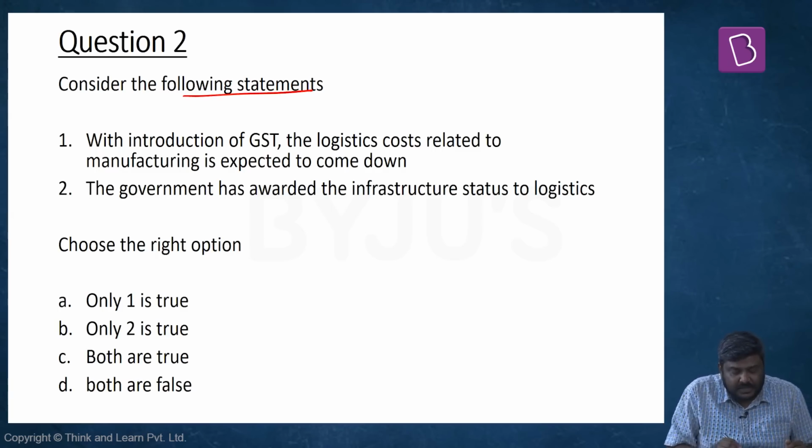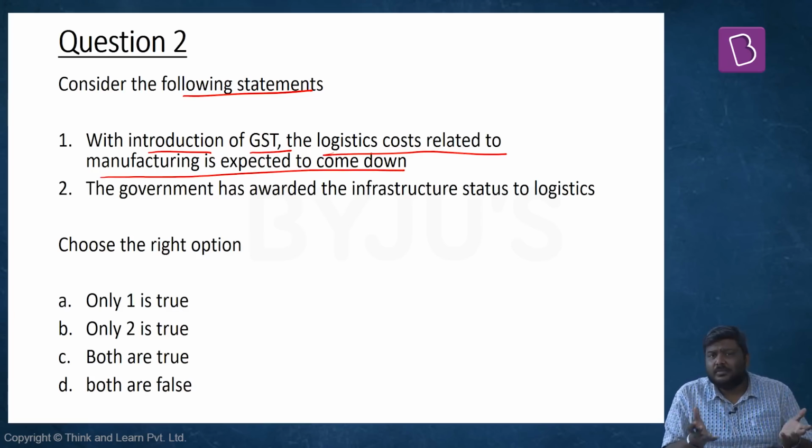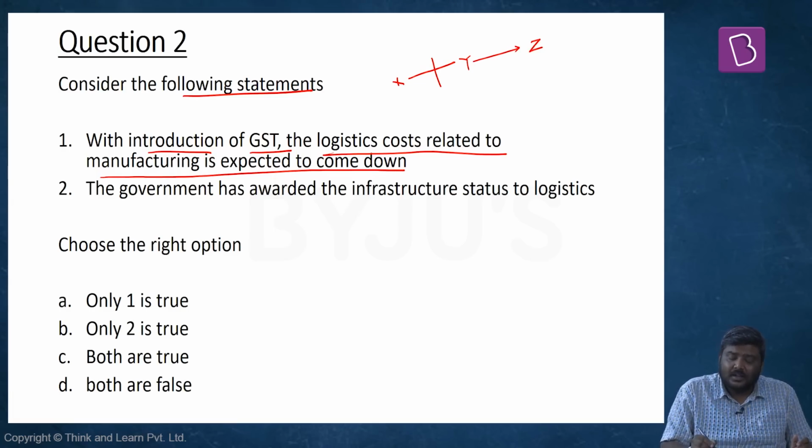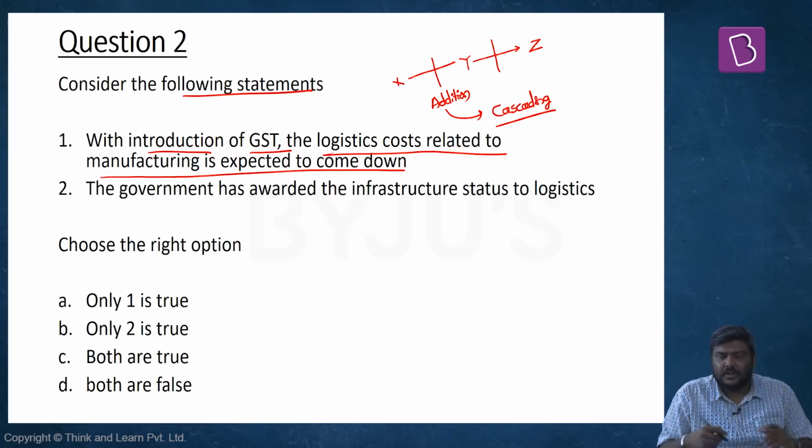Question number 2, consider the following statements. With introduction of GST, the logistics cost related to manufacturing is expected to come down. Yes. Now, what is the connection between GST and the logistics cost? Earlier, if a good was manufactured in state X and transferred across the border to, let's say, state Y, then further value addition happened and it was transferred to another state Z, whenever they would transfer across state borders, additional taxes would be levied, which would lead to a cascading effect. Now with the introduction of GST, this kind of taxation at the borders has been wiped off. Many of the states have even dismantled the checkposts at their borders, and the cascading effect has been eliminated because of this. As a result, it is expected that the logistics cost will come down.